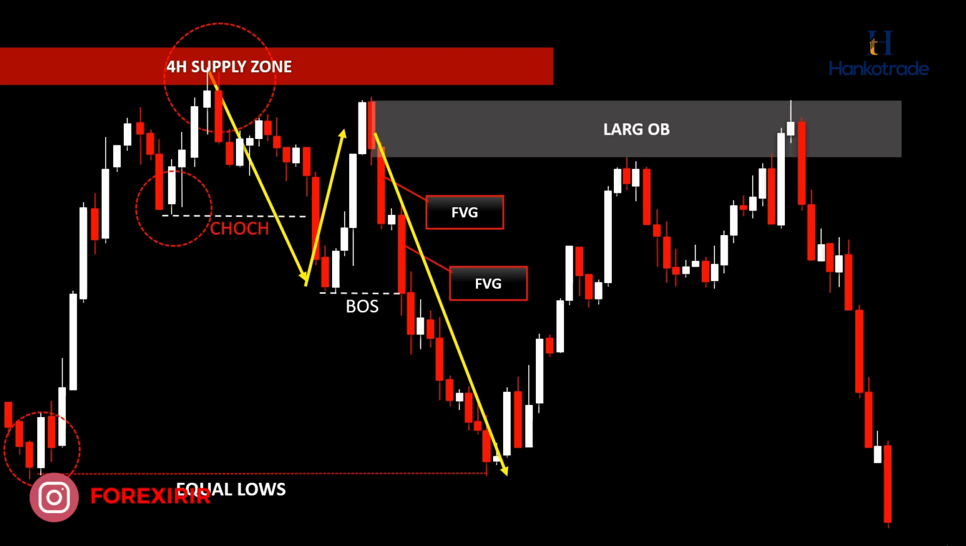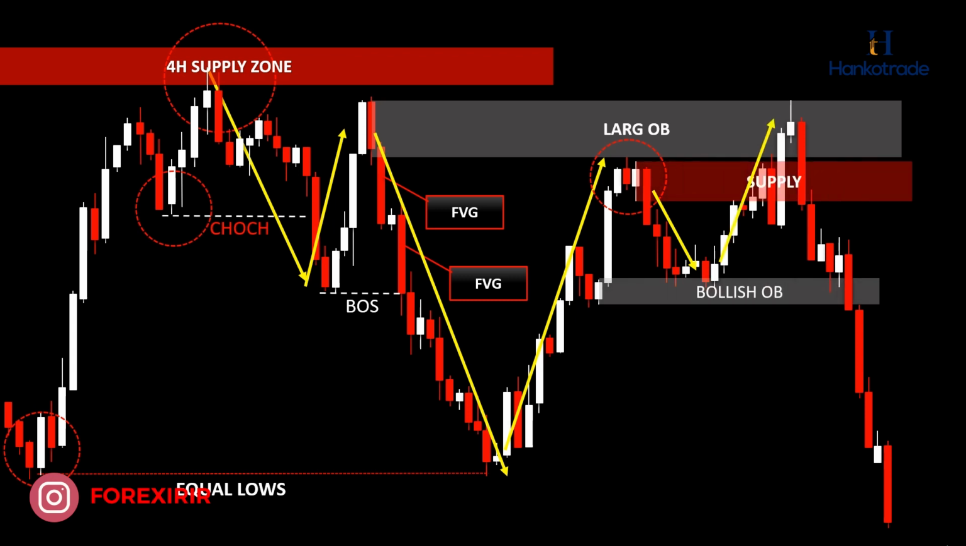notable sell-side liquidity. Later on, the price reversed its direction, pushing upward. Although it mitigated the order block, it couldn't fully mitigate the majority of it. Following this, there was a temporary downward movement. After mitigating this bullish order block, the price reversed and moved upward, utilizing the last supply zone as an inducement. This move hit the stop loss of traders who had entered short positions from that zone.